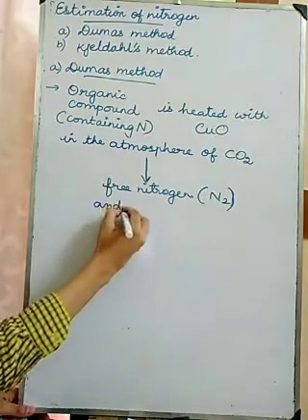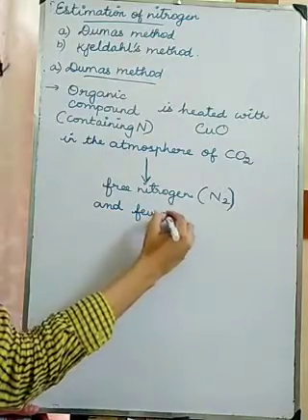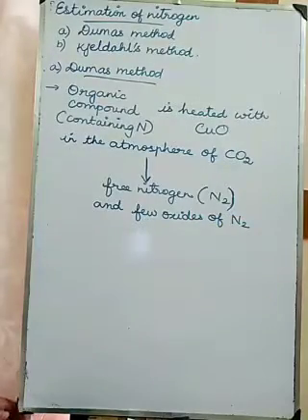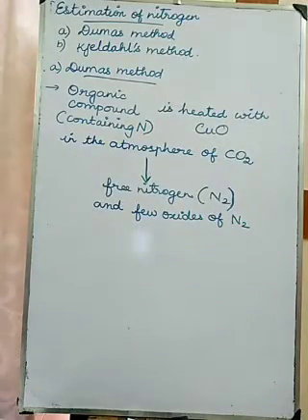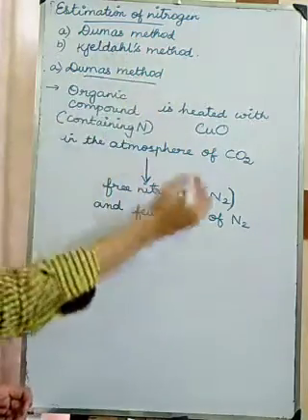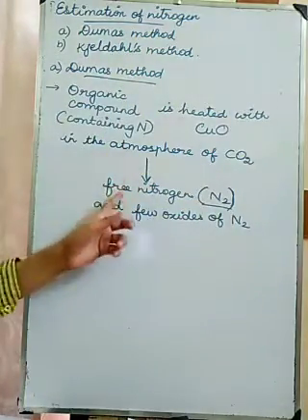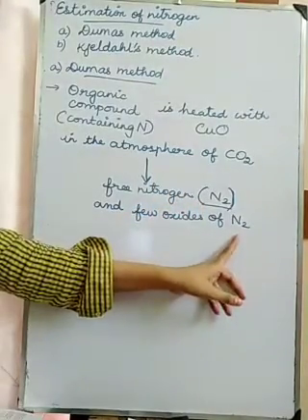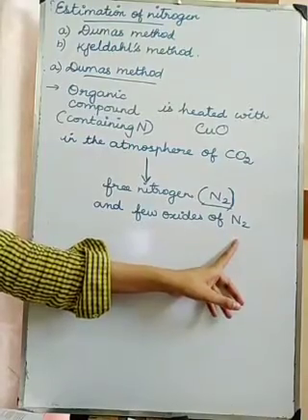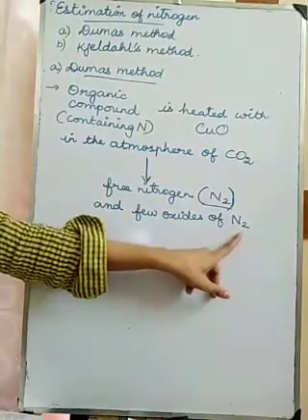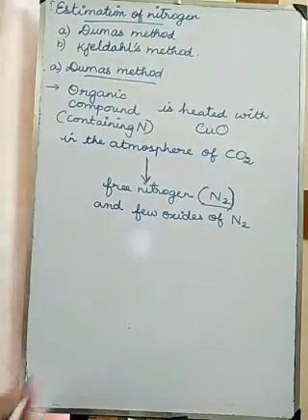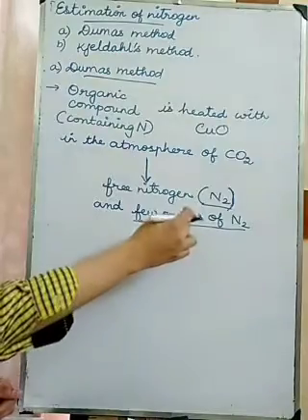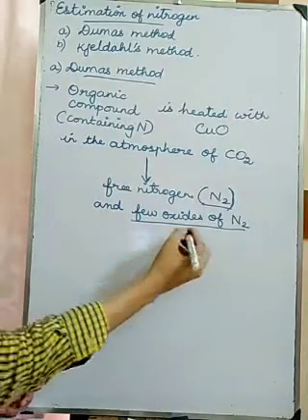And along with this, you will get few oxides of nitrogen. So we need only nitrogen. We are getting free nitrogen, but along with that we are also getting few oxides of nitrogen, like nitrogen oxide, nitrogen dioxide. So we have to convert these oxides also into nitrogen. How will you convert these oxides into nitrogen?